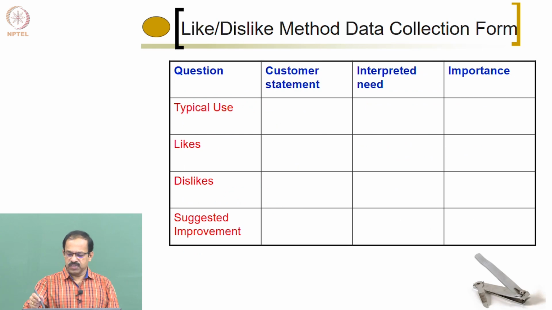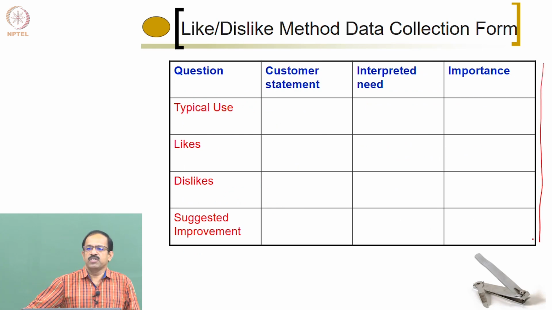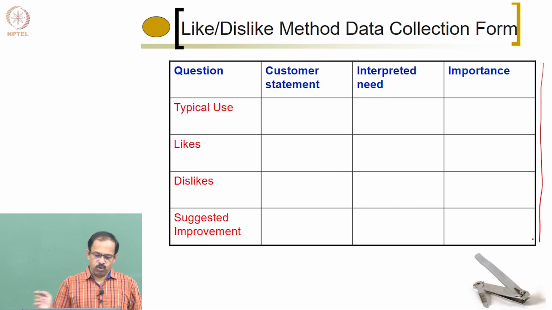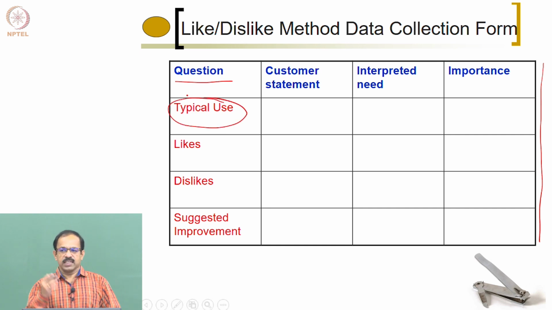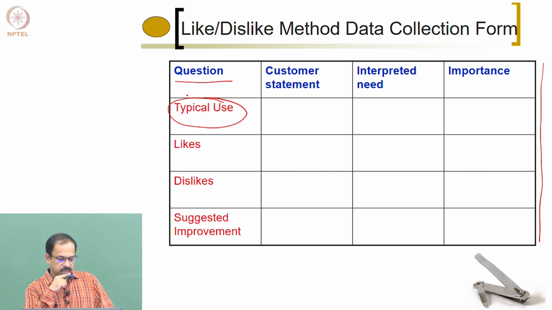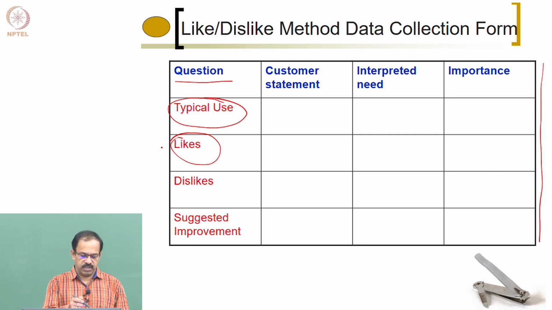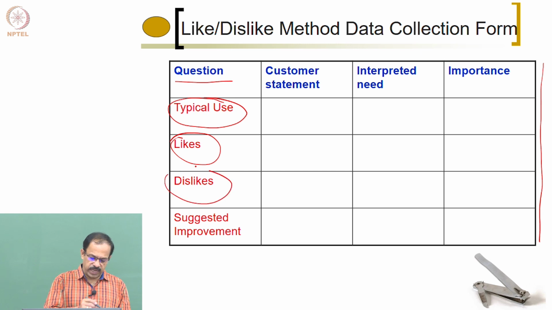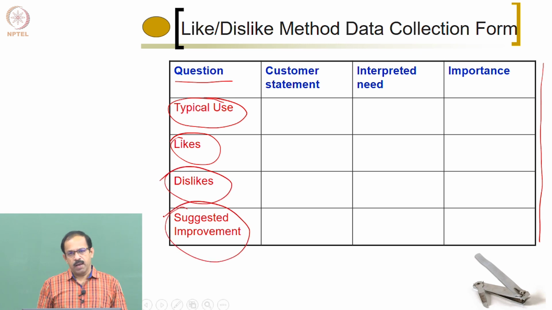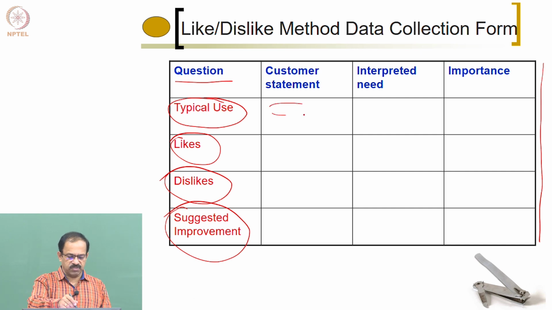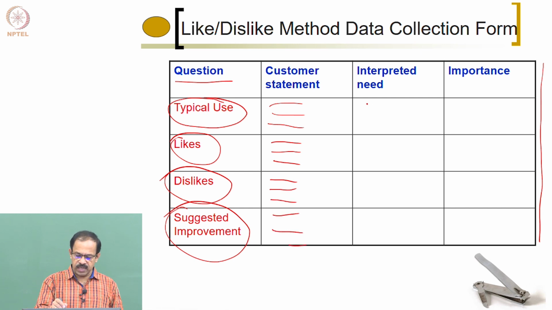We discussed this format, by which we can collect the data from the customer. You have typical questions like: what is the typical use of the product, what are the situations or typical applications the customer has for this particular product, what he likes about the product, whether it is an existing product or an imaginary product, what features he likes, what he dislikes about the product, and suggested improvements. By asking these questions, you will get a lot of customer statements, and these need to be converted or interpreted as customer needs.